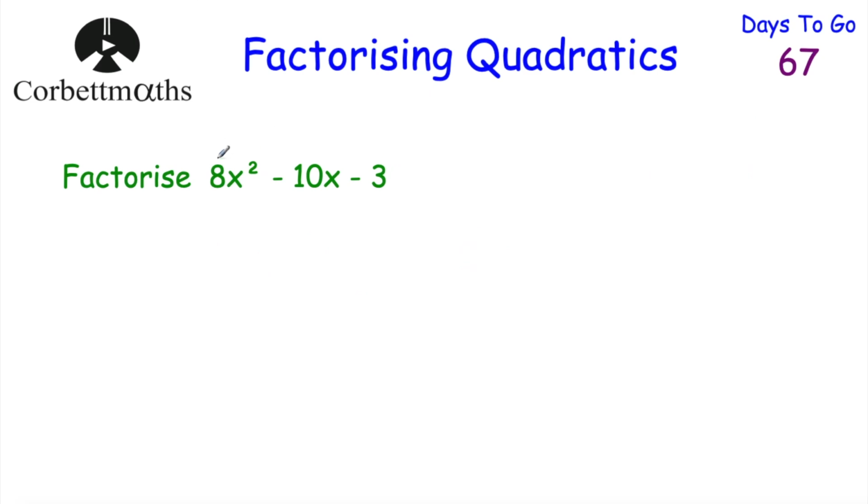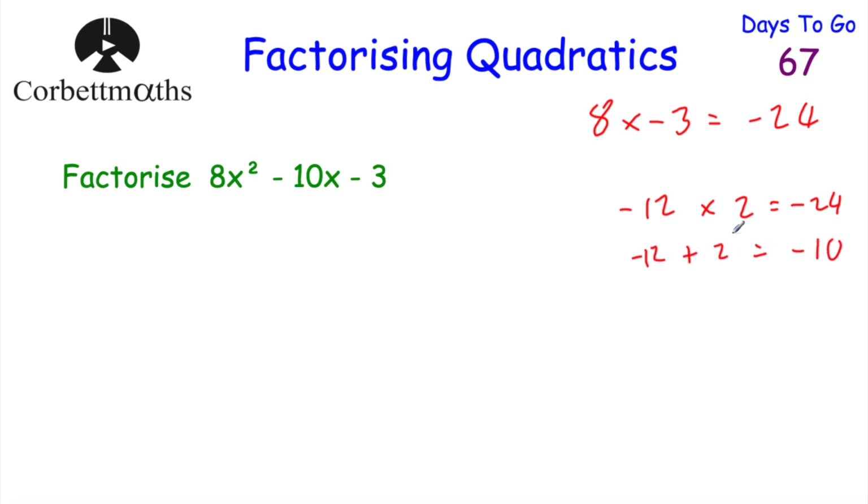Using the split in the middle technique, we're going to do 8 multiplied by minus 3. 8 multiplied by minus 3 is equal to minus 24. So we want two numbers that will multiply together to be minus 24 and add together to be minus 10. So I'm thinking negative 12 and 2. Because negative 12 multiplied by 2 will be minus 24, and negative 12 plus 2 is equal to minus 10. So we've got two numbers that will multiply together to be minus 24, and they add together to be minus 10.